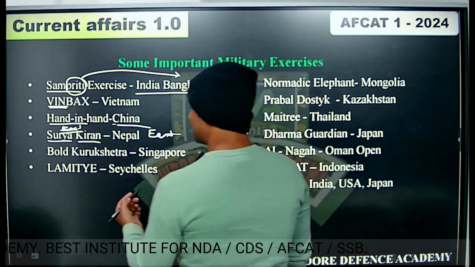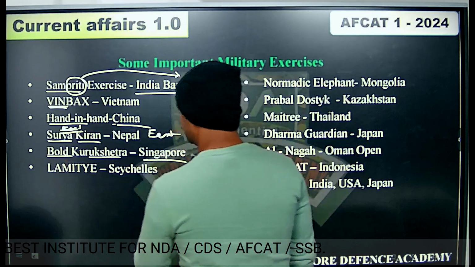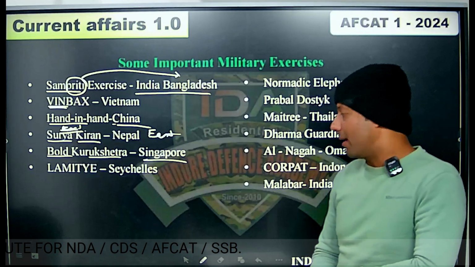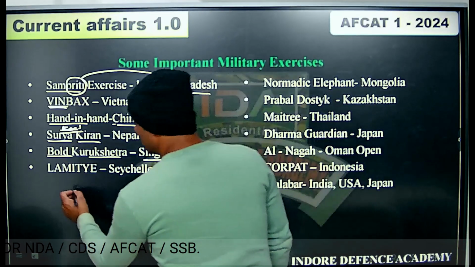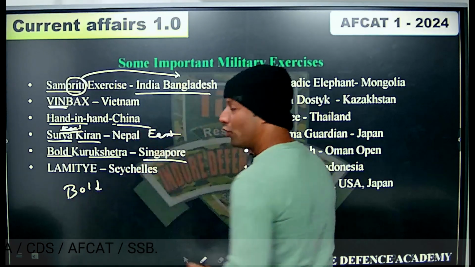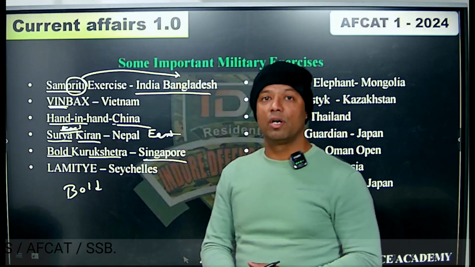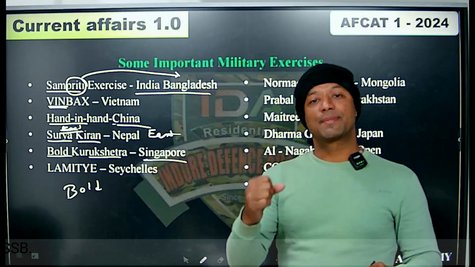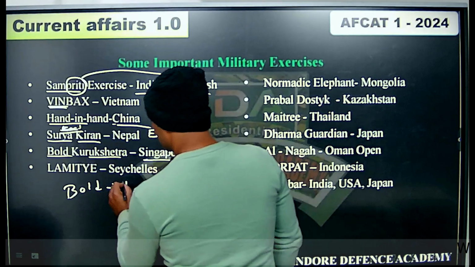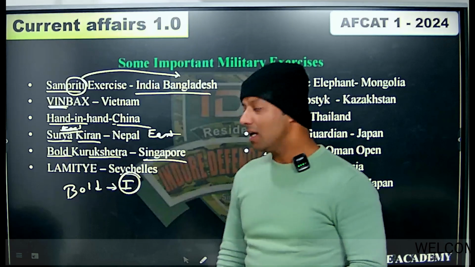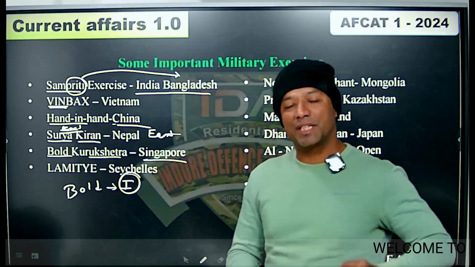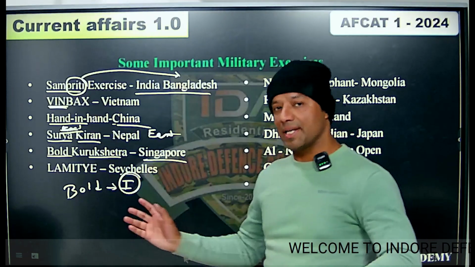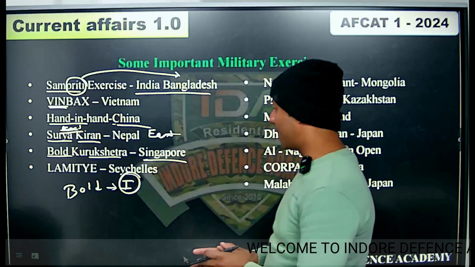Okay, another is Bold Kurukshetra. Bold Kurukshetra, it is with the Singapore and the Indian Army. Okay my friends, how can you memorize it? Bold. So you know very well that Singapore's passport is the world's best passport, number 1 in the passport index. So its passport is bold, number 1. So from bold you will remember number 1. And when you remember bold number 1, you will know that Singapore's passport is the most powerful passport in the world. Okay, so in this way we can remember Bold Kurukshetra, Singapore Army, Indian Army.